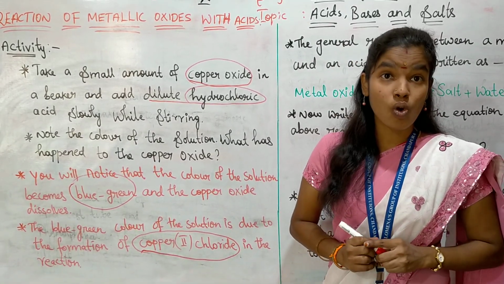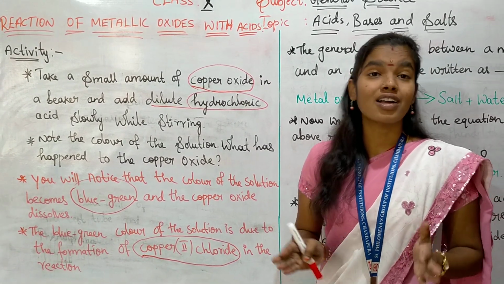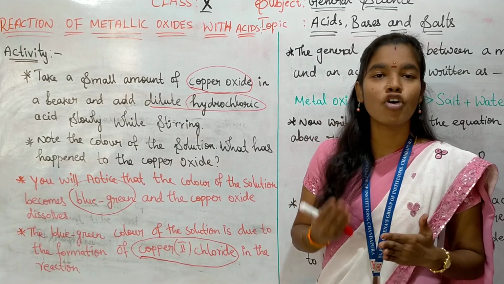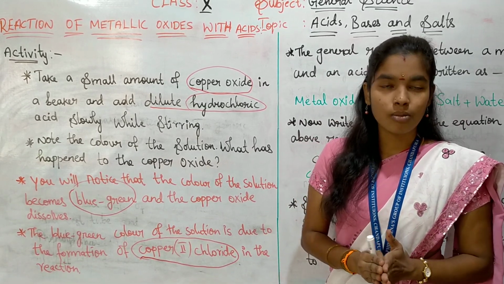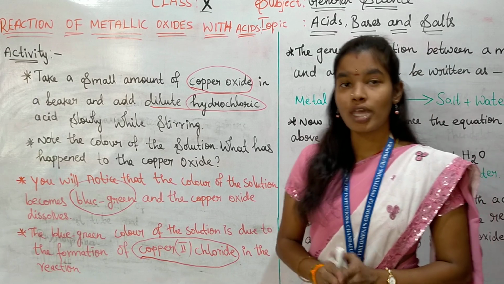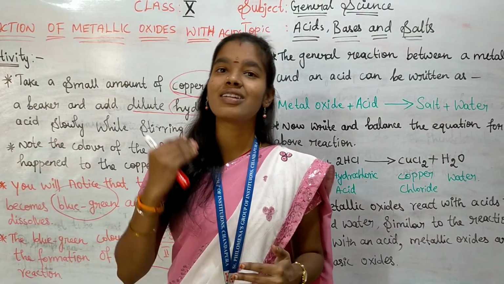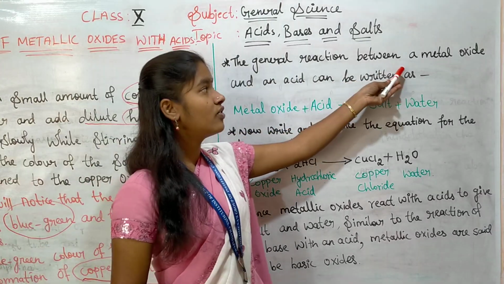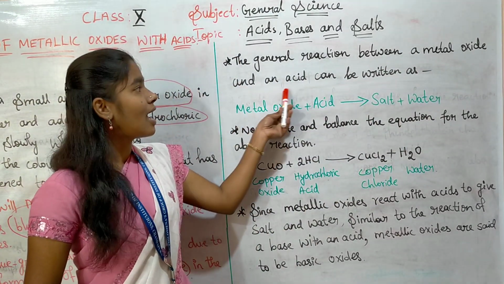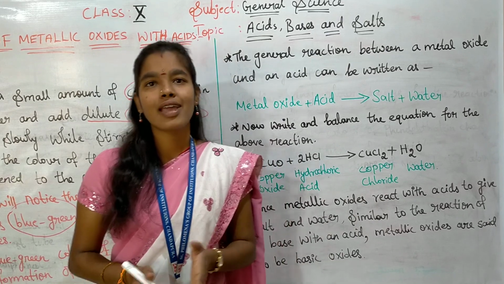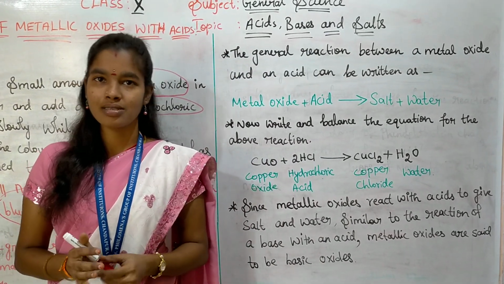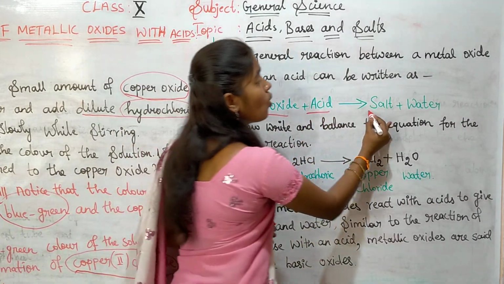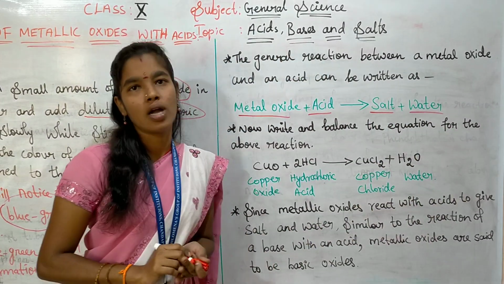So during the reaction, what happens? The copper oxide reacts with hydrochloric acid and forms the salt, which is nothing but copper chloride. Because of that copper chloride, the color has changed from black to blue-green. The general reaction between a metal oxide and an acid can be written as: metal oxide plus acid gives salt and water.